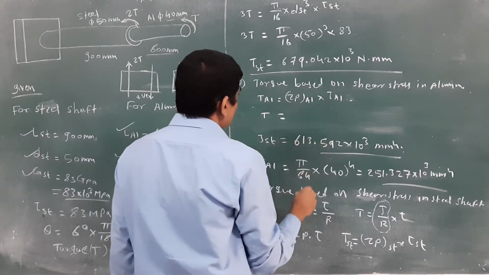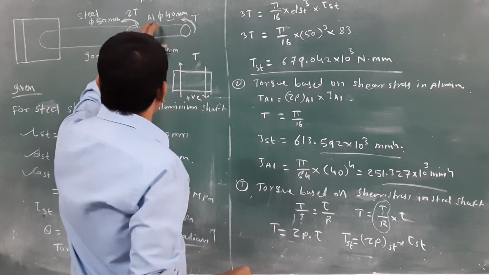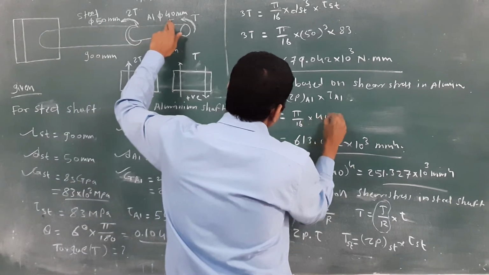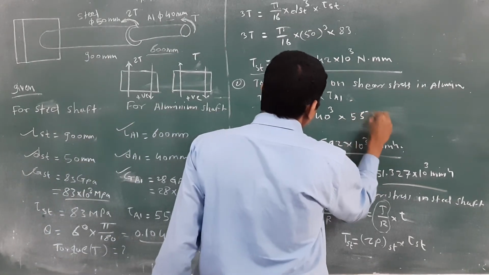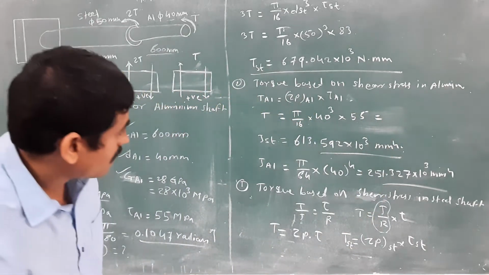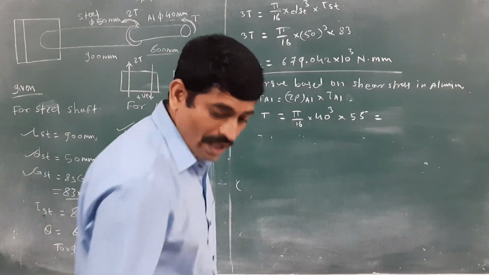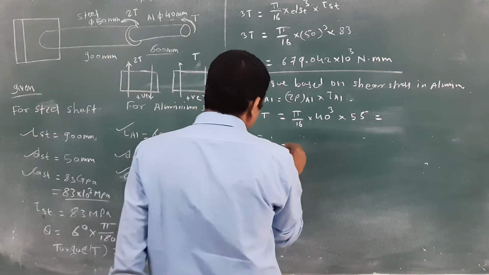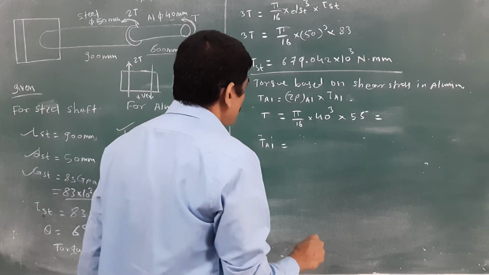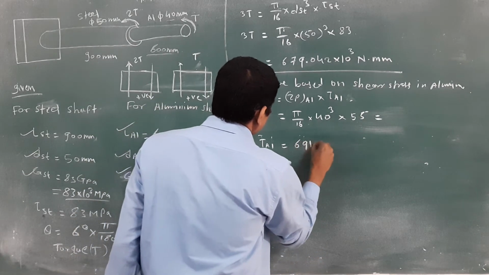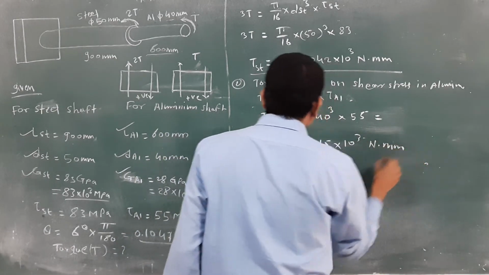What is the Zp aluminium? Again pi by 16 into D aluminium cube, that is 40 cube, into what is the tau aluminium? 55. If you have calculated this value, then check how much value you will get. T aluminium is equal to, you will get torque based on the shear stress, 691.15 into 10 raised to 3. This value again you will get in Newton mm.